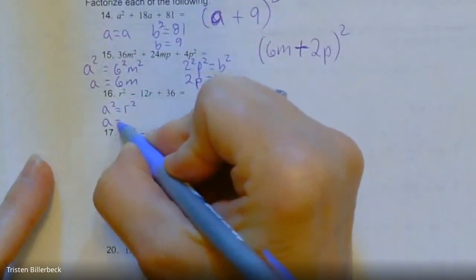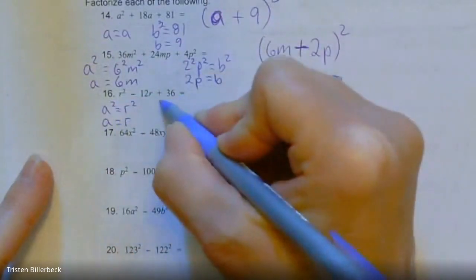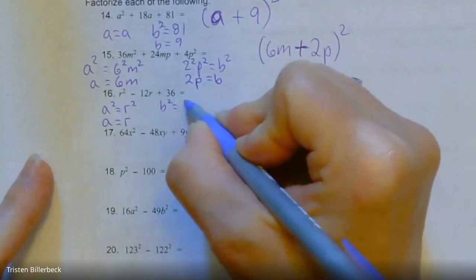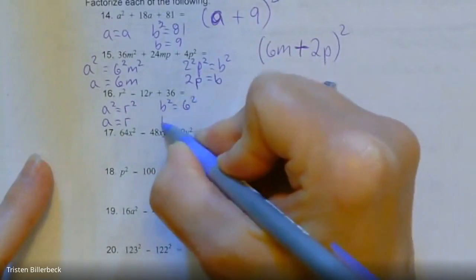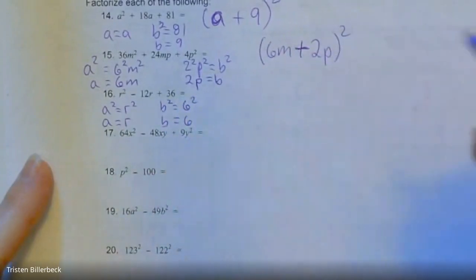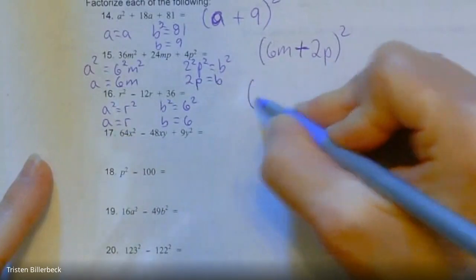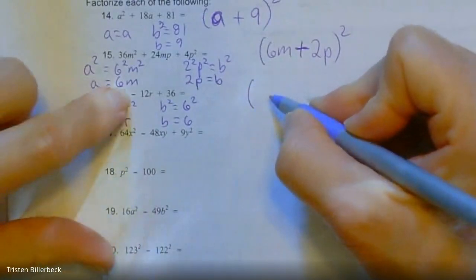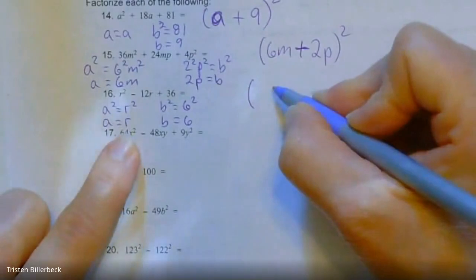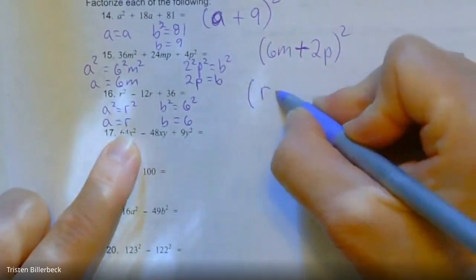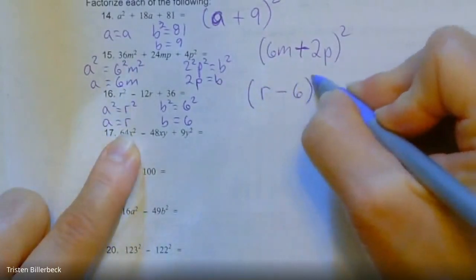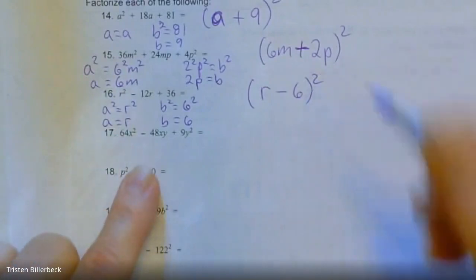And so a equals r. B squared equals 6 squared, so b is going to be 6. So this particular one, since we have a minus here, we're going to have a minus between a and b, so we have r minus 6 squared.